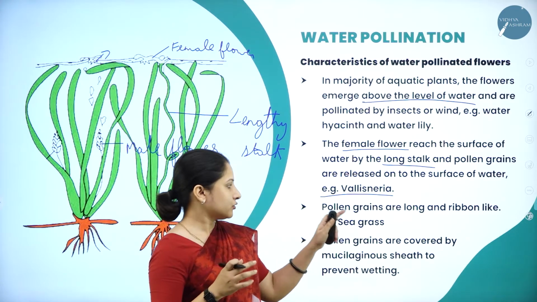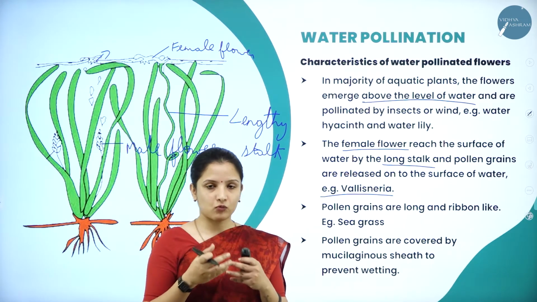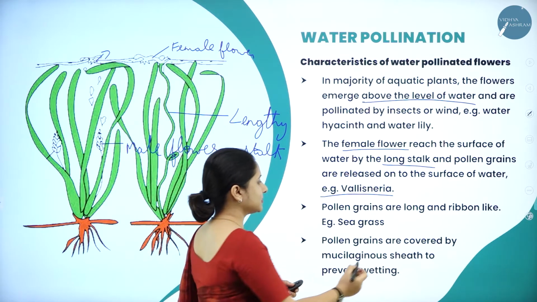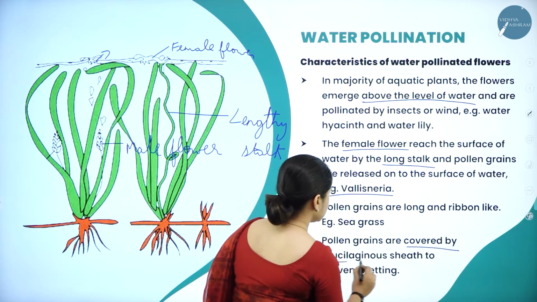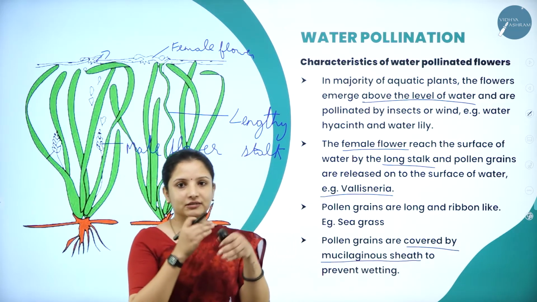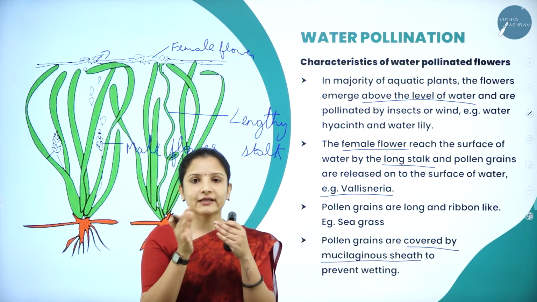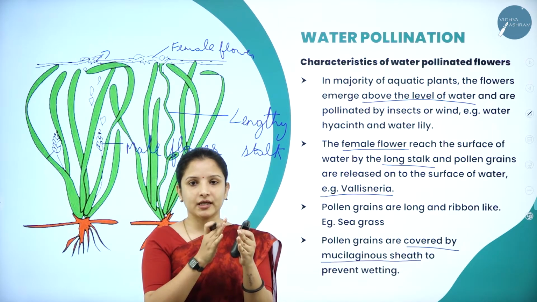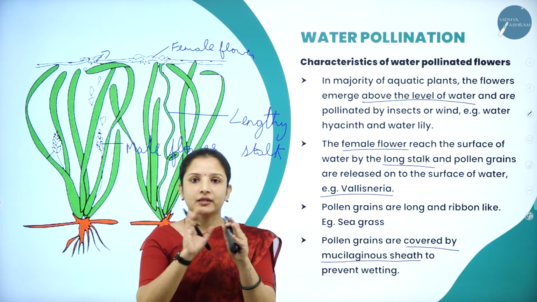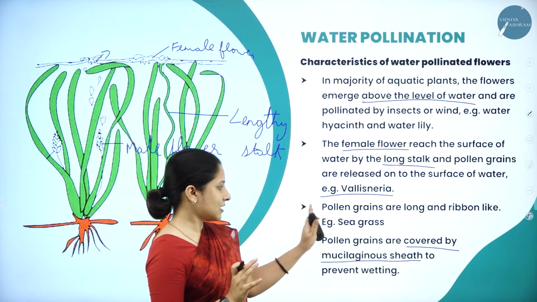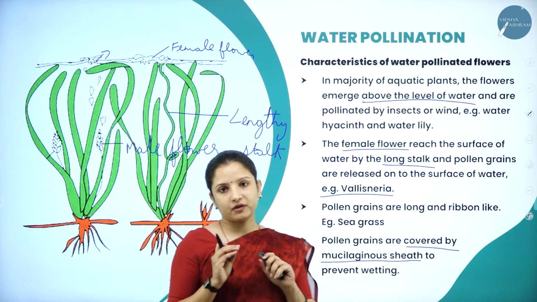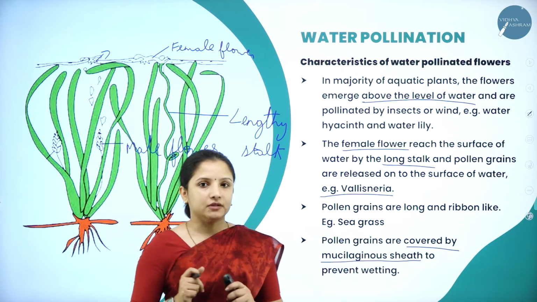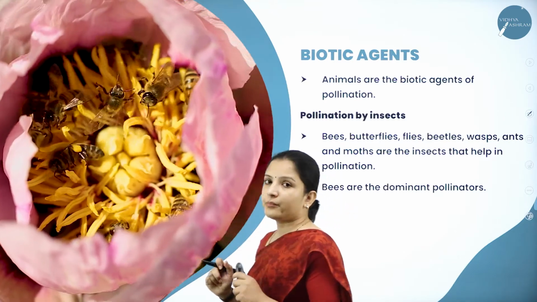So in order to protect those pollen grains from the water, or in order to keep the pollen grains dry, these pollen grains are covered by a mucilaginous sheath. That mucilaginous sheath acts like a gel which will not allow the water to enter into the pollen grain, or it will repel the water. Therefore, the pollen grain will always remain dry. So it will prevent the wetting of the pollen grain. So these are the characteristics of the water pollinated flowers.